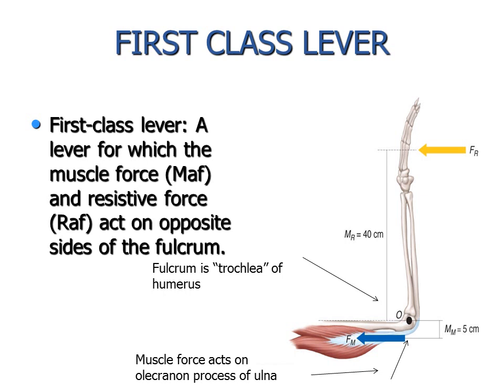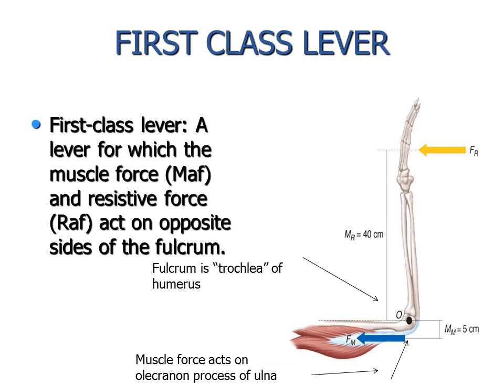And remember that a first-class lever is a lever for which the muscle force and the resistive force act on opposite sides of the fulcrum. So the muscle force in this case, which is applied by the tricep muscle, acts on the little tiny piece of the olecranon process, which is on one side of the trochlea of the humerus, while the resistive force acts on the long part of the ulna, which is on the distal side of the trochlea of the humerus.